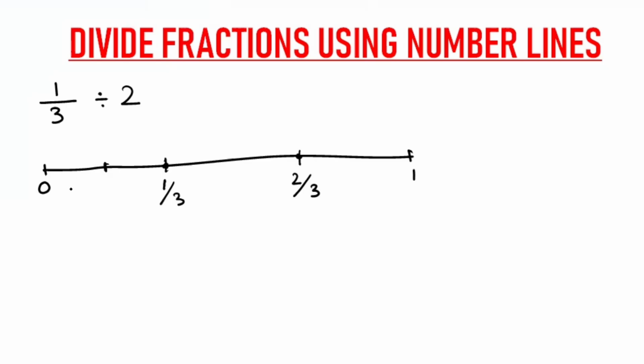So let's divide up the rest of our number line to find out. If we divide this into 2 equal parts, we have to divide this one also into 2 equal parts and this one also into 2 equal parts. Now we have to count how many pieces the number line from 0 to 1 has been divided into. 1, 2, 3, 4, 5, 6. That means that amount is 1/6.